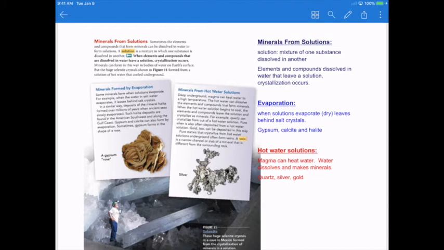Next is hot water solutions. Magma can heat water inside the earth, and when the water dissolves from the magma, the water is a solution, and it makes minerals. Quartz, silver, and gold are a few.